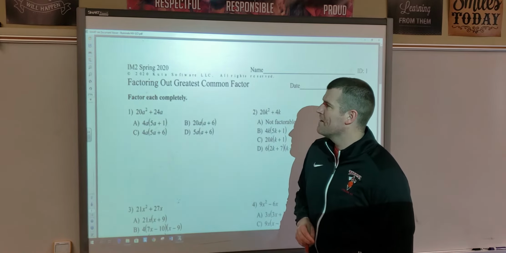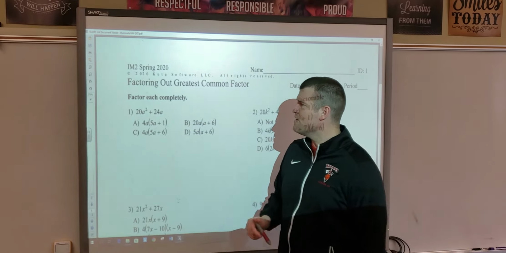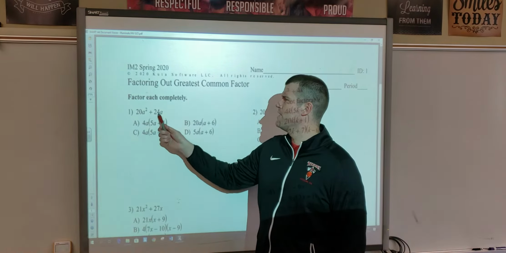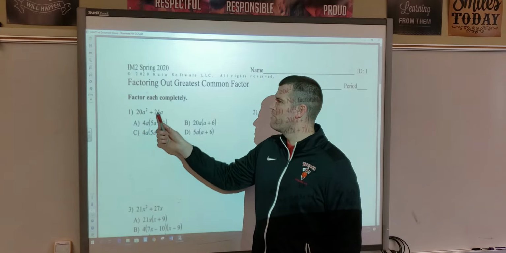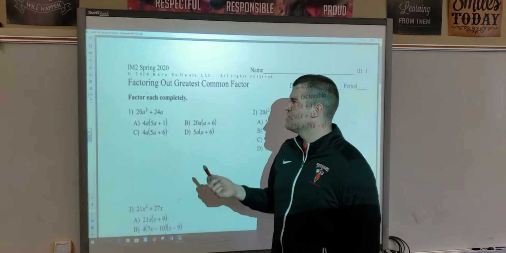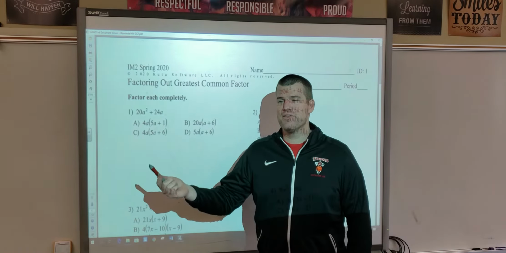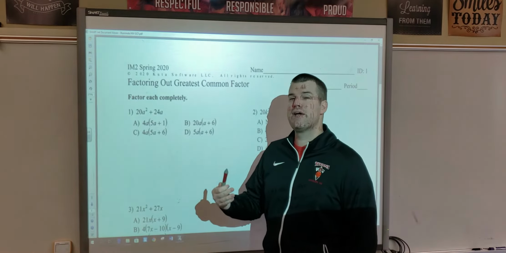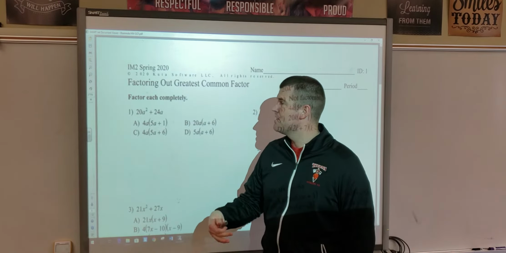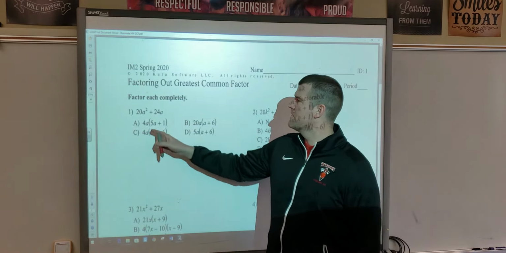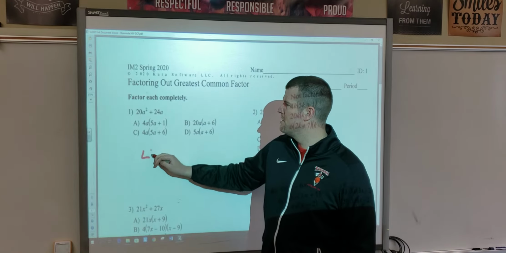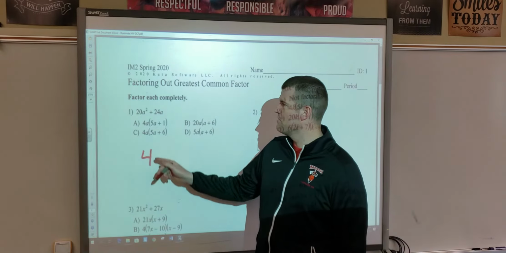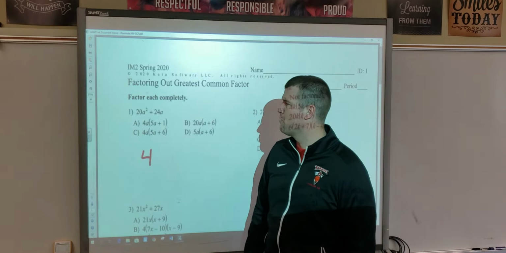So number one, factoring out the GCF. First, we need to look at the 20 and 24 and determine what's the biggest number that can go into both of those. Some people might initially say, well, 2 goes into both. But the problem with that is there's a bigger number that goes into both of them, bigger than 2. So when I look at 20 and 24, I know that the biggest number that goes into both is 4. So if 4 goes into 20, it also goes into 24.